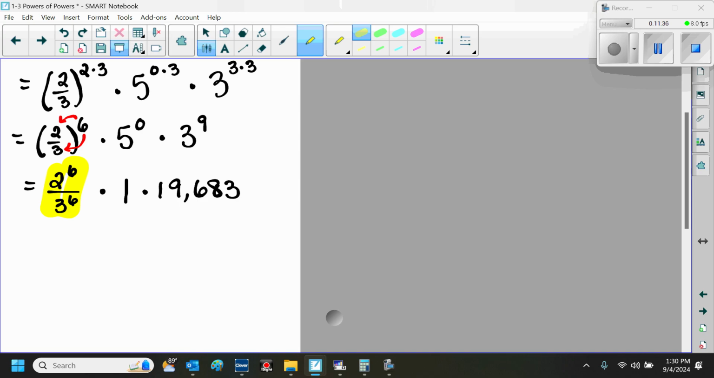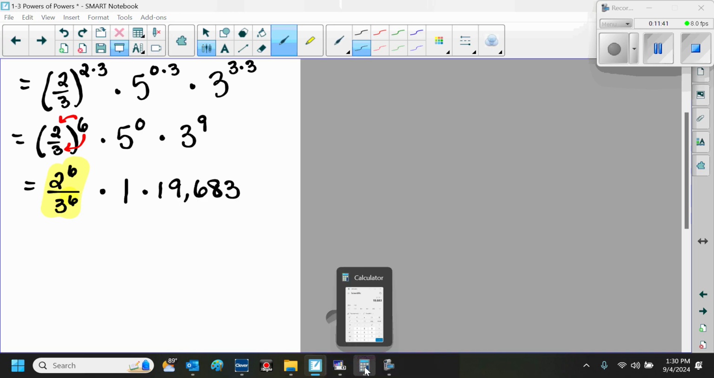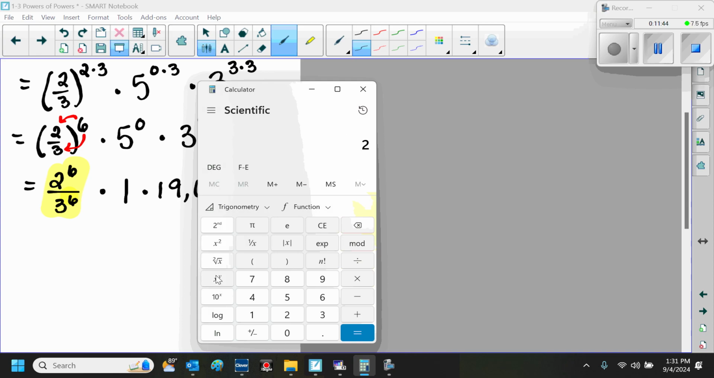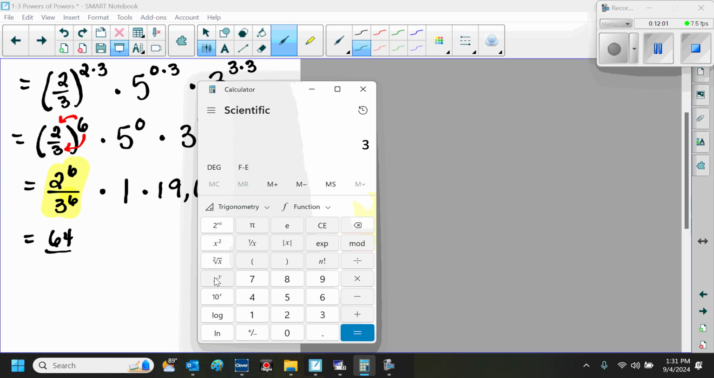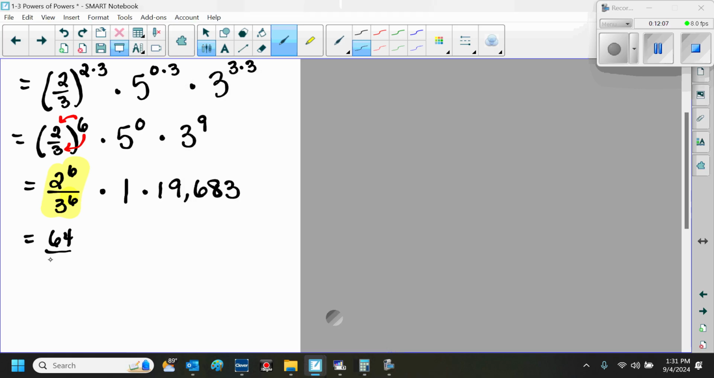We're going to do this fraction, and then we're going to multiply times everything else. So 2 raised to the 6th power, let me put in the calculator, and you guys do it in your calculator too, 2 raised to the 6th power, 64, right? So equals 64 over 3 to the 6th power, 3 raised to the 6th power, 729. Times 1 times 19,683.